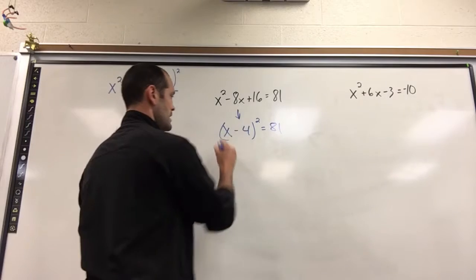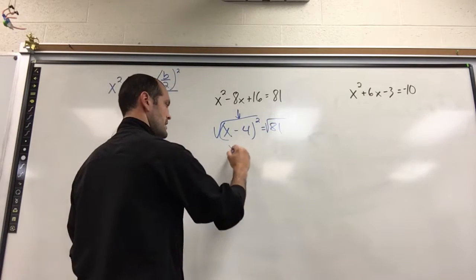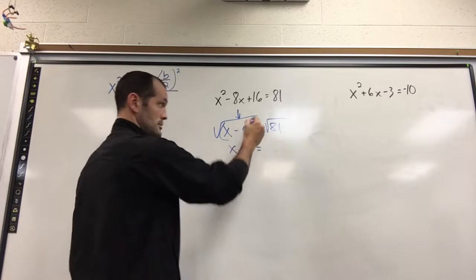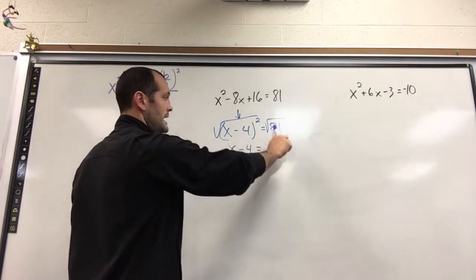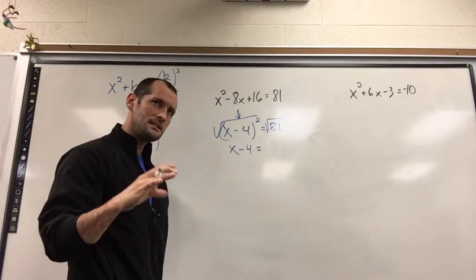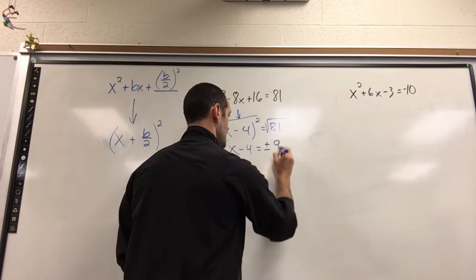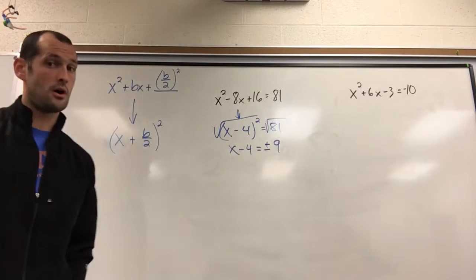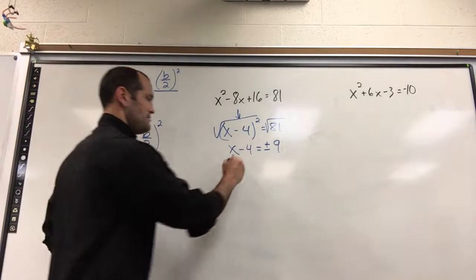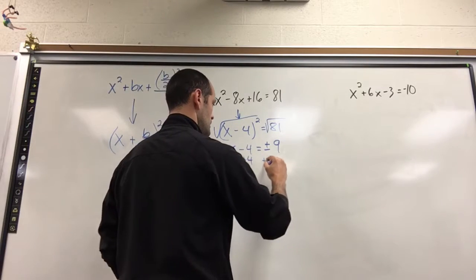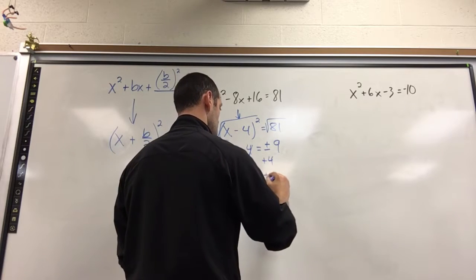When you have a perfect square, how do you get rid of it? Square root. So I'm left with x minus 4, because whenever you square root a square, it results in the inside. Now, 81. Everybody's like, 9! Kind of. Also, -9. Both are legit answers. I want to isolate my variable, so I add 4. So it's 4 plus or minus 9.